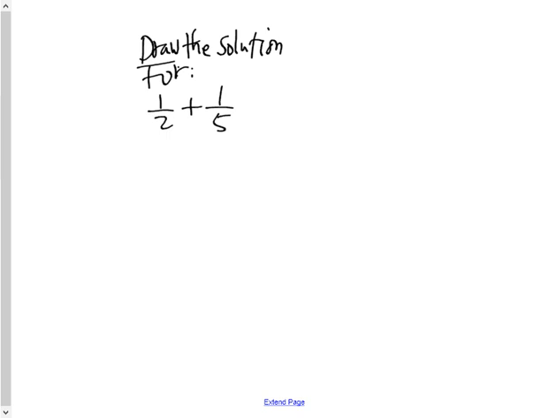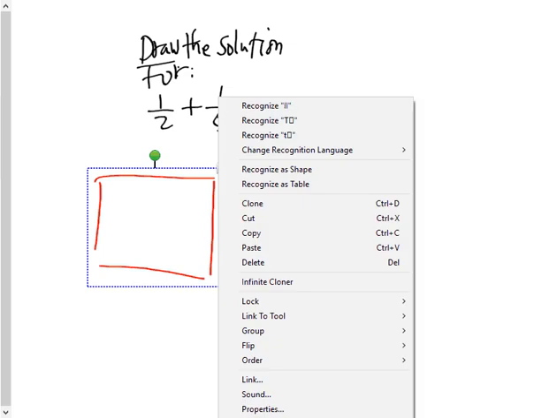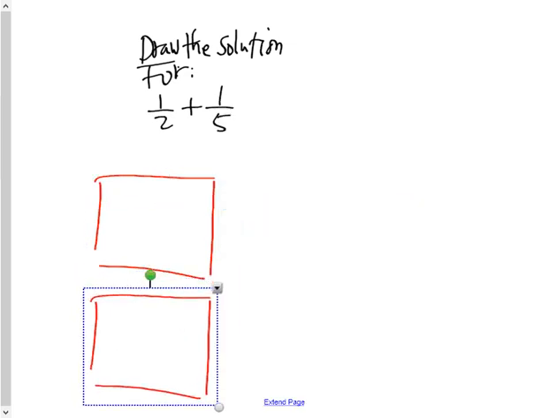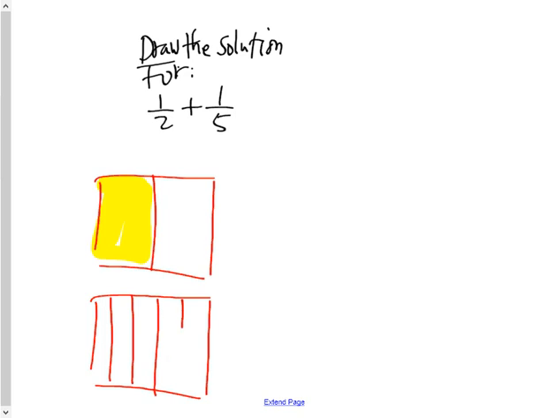The middle question says draw the solution. So we're going to draw 1/2. And I'm going to keep this rectangle exactly the same size. I'm just going to clone it real quick. Bring it down here. So for 1/2, I'm going to cut it in half. I'm going to shade it in with yellow. Hopefully. There we go. And for the other one, I'm going to make it into fifths. I'm going to shade it in yellow.